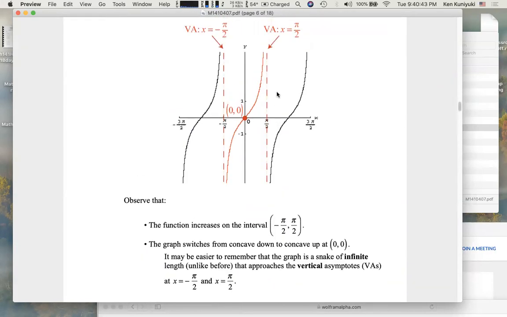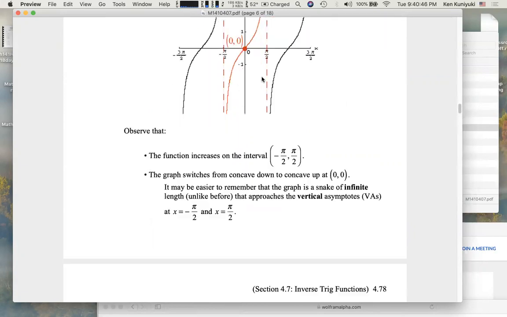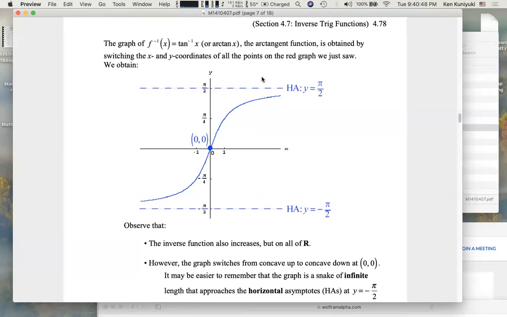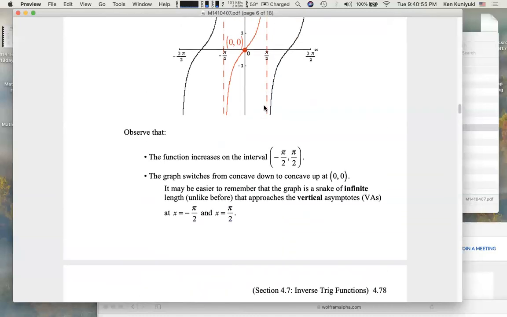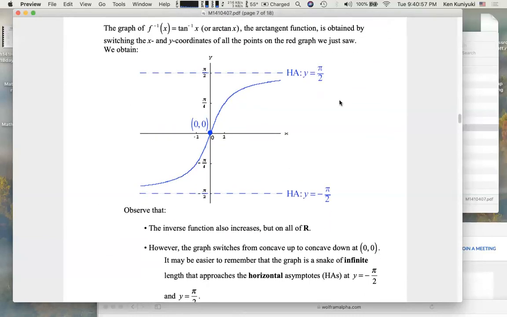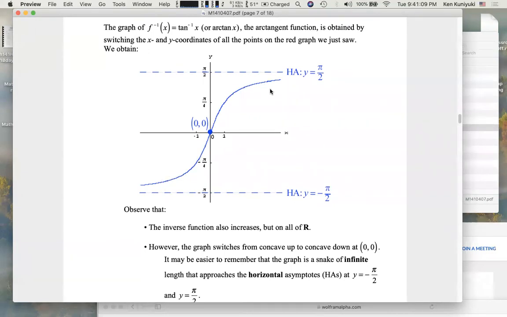Now, if the original function is increasing, the inverse of an increasing function is still increasing, because x and y are still going together. As one increases, so does the other. This guy is odd. This guy's also odd. The inverse of an odd function is odd. We tend not to take inverses of even functions because those graphs tend to fail the HLT. So we have this rising lazy snake that also goes to the origin. We have HAs here at y equals negative pi over 2 and y equals pi over 2.